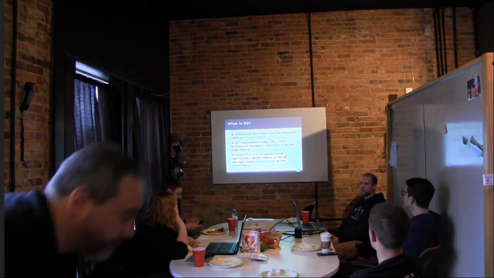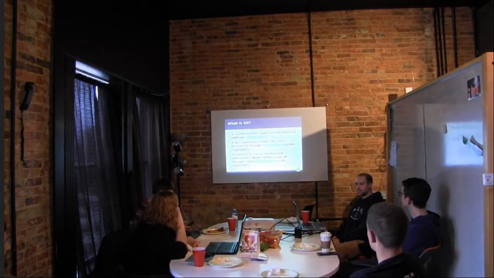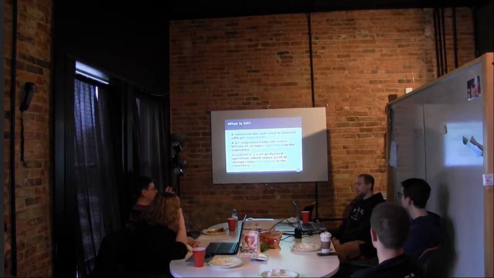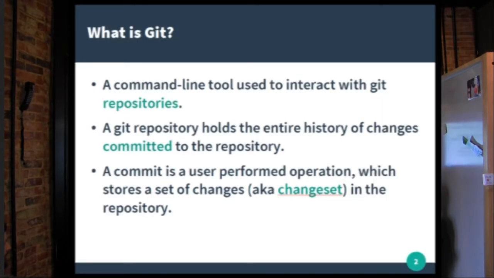Moving forward, the first thing I have on the agenda is to just explain to you a little bit about what Git is. What we'll be learning is the command line. Git is a command line tool at its core that's used to interact with Git repositories. And then to go a little deeper into what a repository is. A repository is basically a container that holds the history of every change you've ever committed to the repository itself.